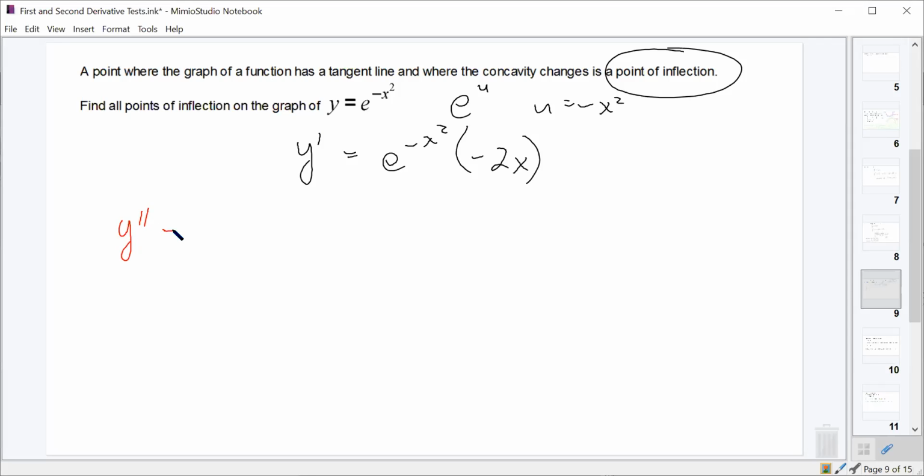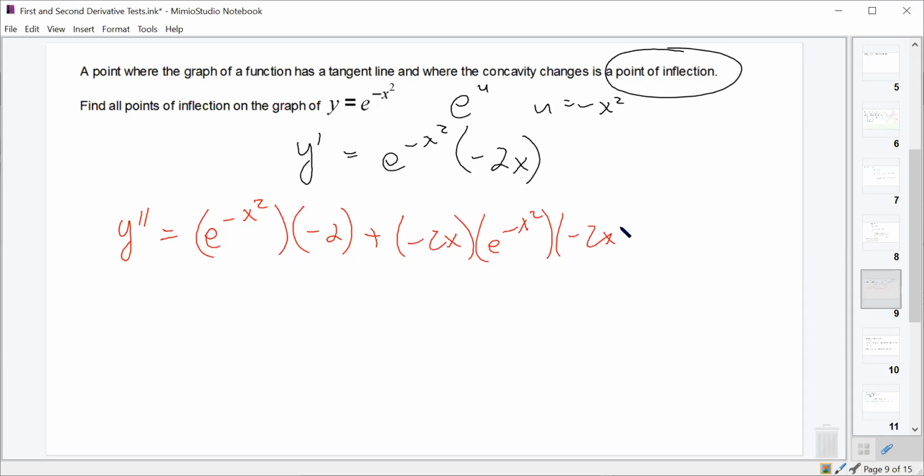All right, and then for y double prime, we need to use the product rule. So we've got e to the negative x squared times negative 2x. So we'll do e to the negative x squared times the derivative of negative 2x, which is negative 2. And then plus our negative 2x times the derivative of e to the negative x squared. Well, we already know the derivative of e to the negative x squared, right? It's e to the negative x squared times negative 2x. Everybody good with that or no?